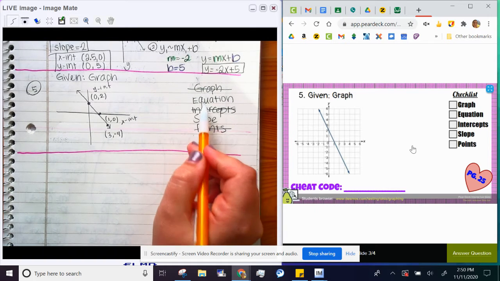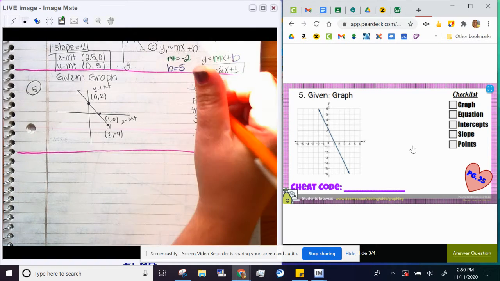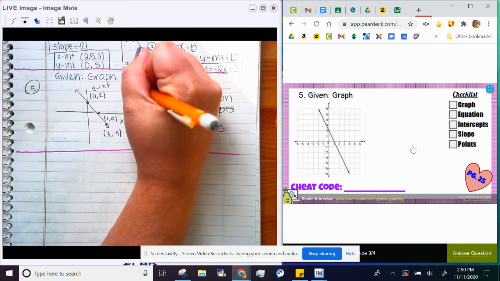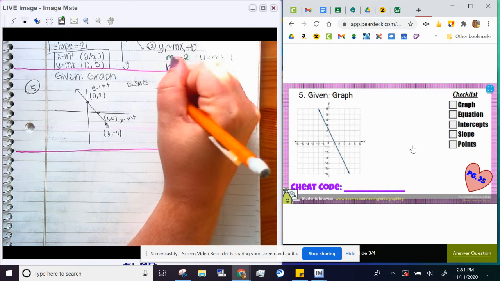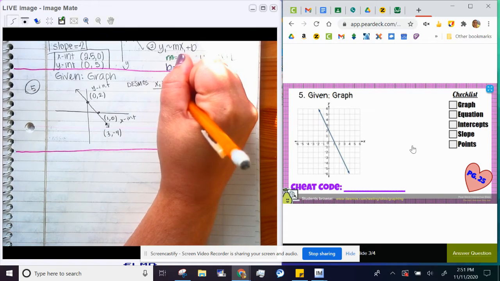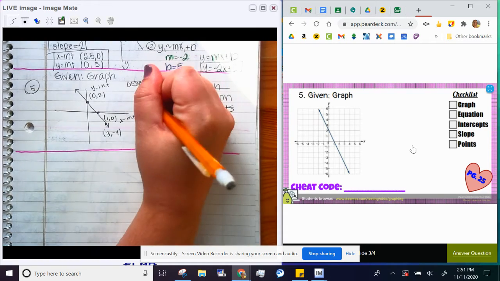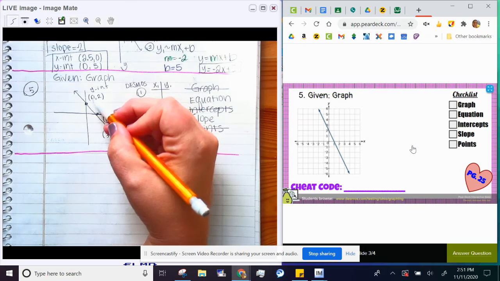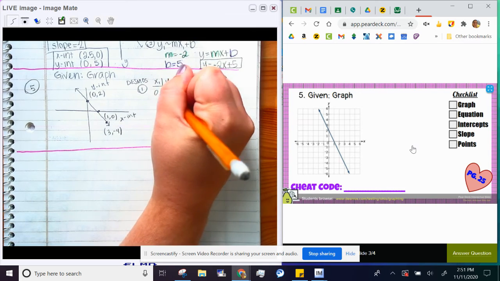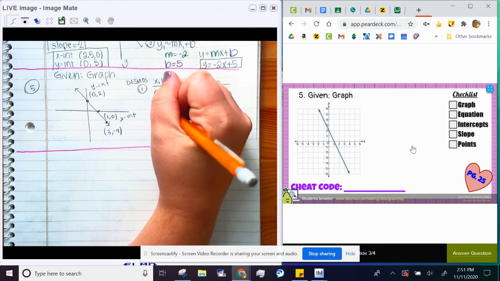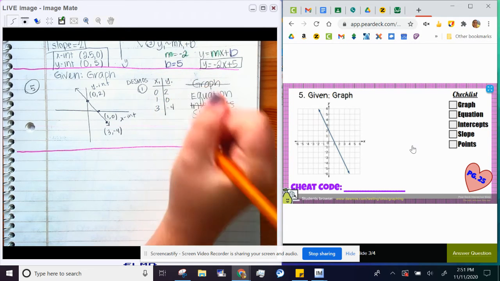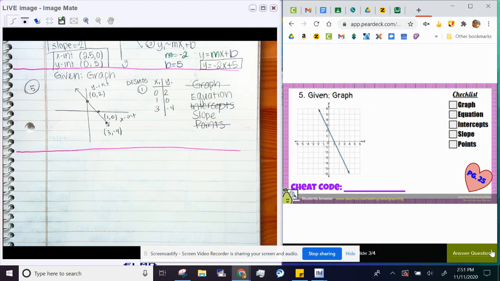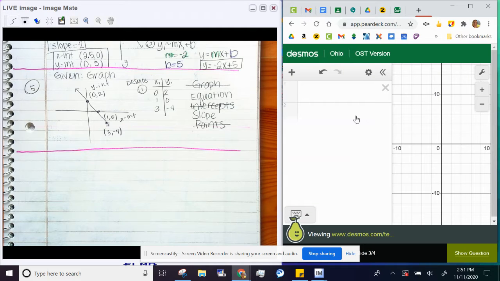Now to get the equation and the slope, I need to use Desmos. So in Desmos, remember I always have to start with a table. And my table always has the x1 and the y1. And I'm going to put the points that I know. So I know 0, 2. I know 1, 0. And I know 3, negative 4. I only need 2, but 3 is even better. Okay, so here's my Desmos.